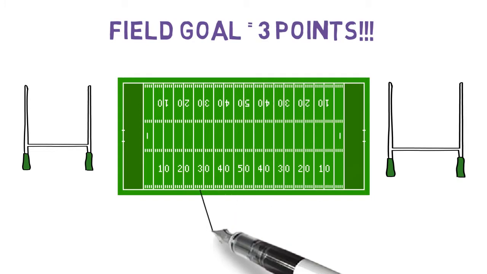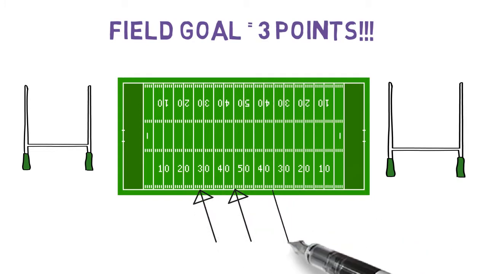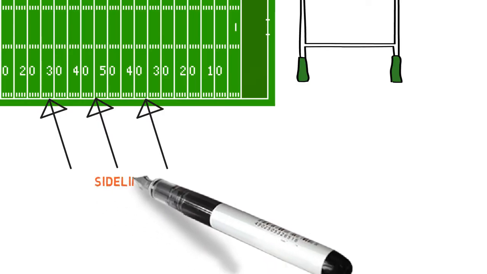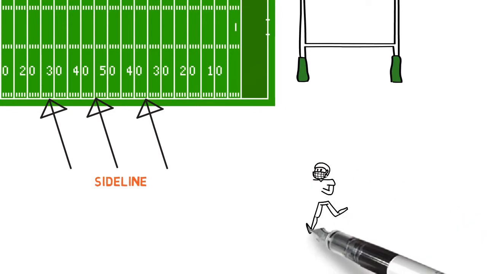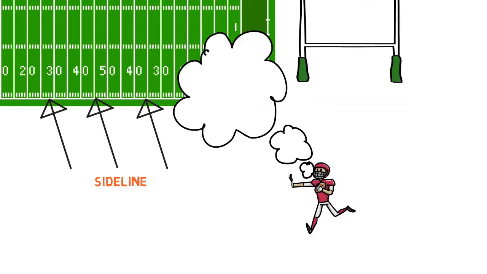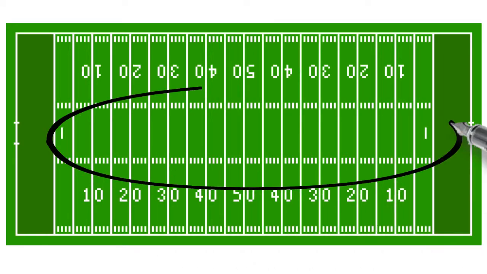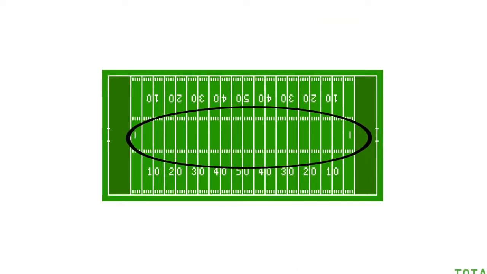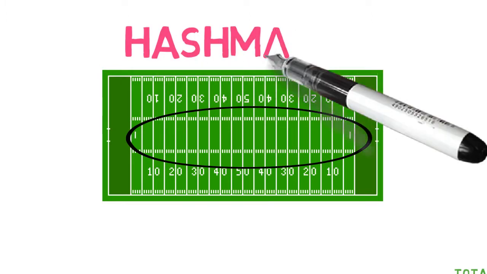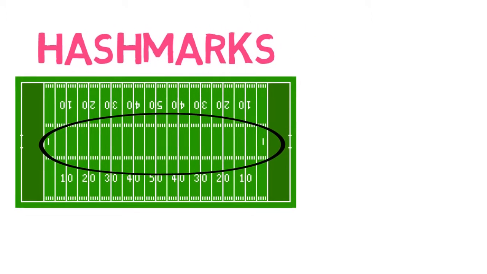Along the sides of the field are lines called sidelines, and if a player that has the ball steps on or outside of the sideline, the play automatically stops, and the football player is said to have gone out of bounds. You ever see those markings on the field that look like a bunch of hyphens down the entire field? Those lines are called hash marks, and they're about 70 feet inside of the sideline.